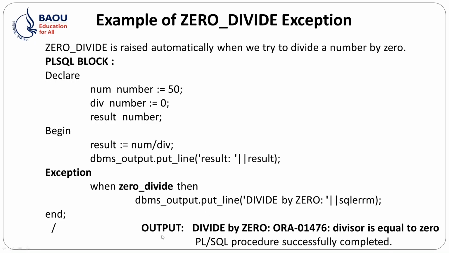So, the output is, if you execute this block, then you get divide by 0, ORA-01476. This one is the SQL code and this is the error message: divisor is equal to 0. So, it will be successfully executed.